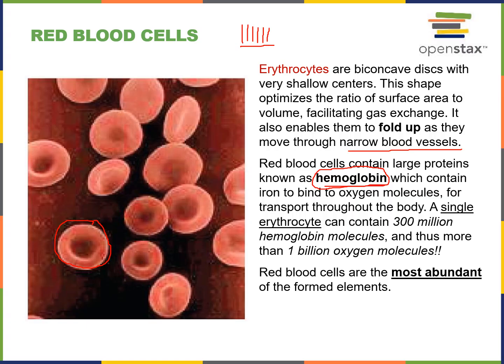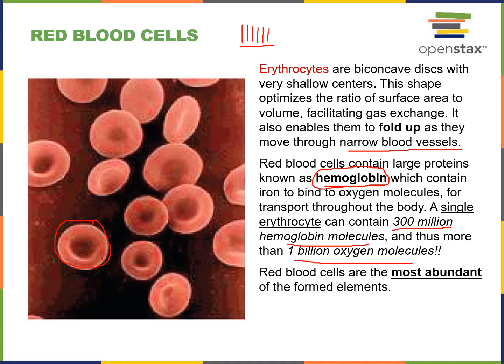So a red blood cell is really like a sack filled to capacity with hemoglobin. That's basically what it is. So a single erythrocyte can contain 300 million hemoglobin molecules, and each hemoglobin molecule can bind 4 oxygen molecules. So a single erythrocyte can transport 1 billion oxygen molecules.